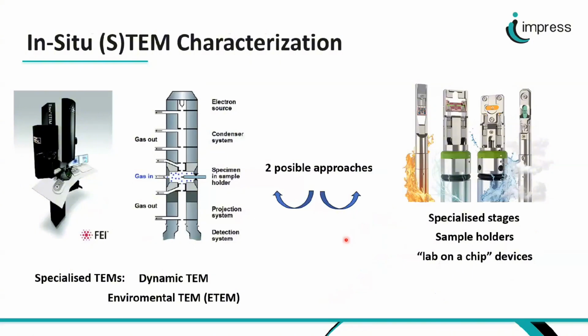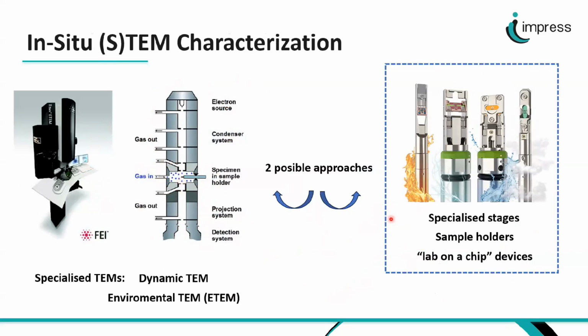So right now, to make in situ experiments inside of the TEM, we have two different approaches. The first approach is what is called the environmental TEM. Here you have a TEM, and inside you can put gas, and you can prepare your sample for this specific holder, and you can perform the in situ characterization. And also, we have what is called lab on a chip, which are specific holders where you can do, for example, catalytic gas experiments, liquid experiments, biasing, temperature plus biasing, etc.